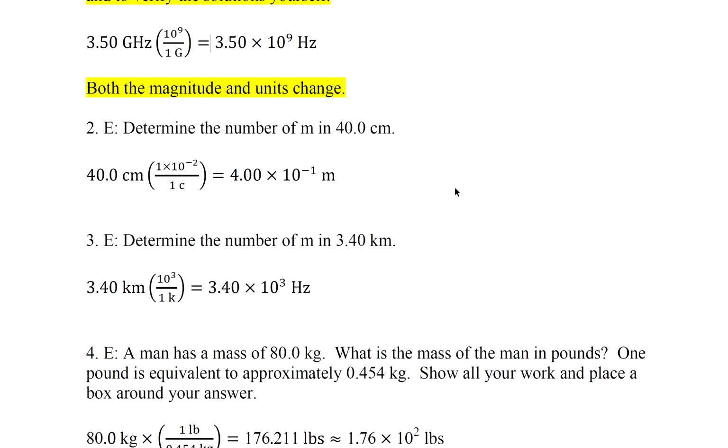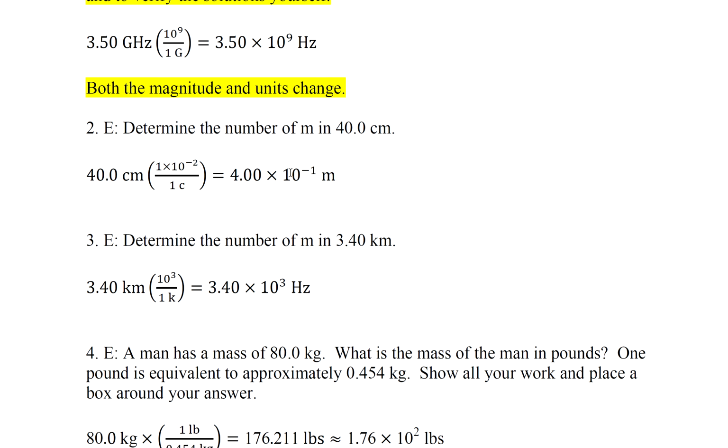Question 2, determine the number of meters in 40 centimeters. So on the left, we're going to have 40 centimeters. On the right, we're going to have meters. So 40 centimeters times what's in parentheses. And what's in parentheses is equal to the number 1. 1 times 10 to the minus 2 divided by 1c is equal to 1. Because the numerator is equal to the denominator.